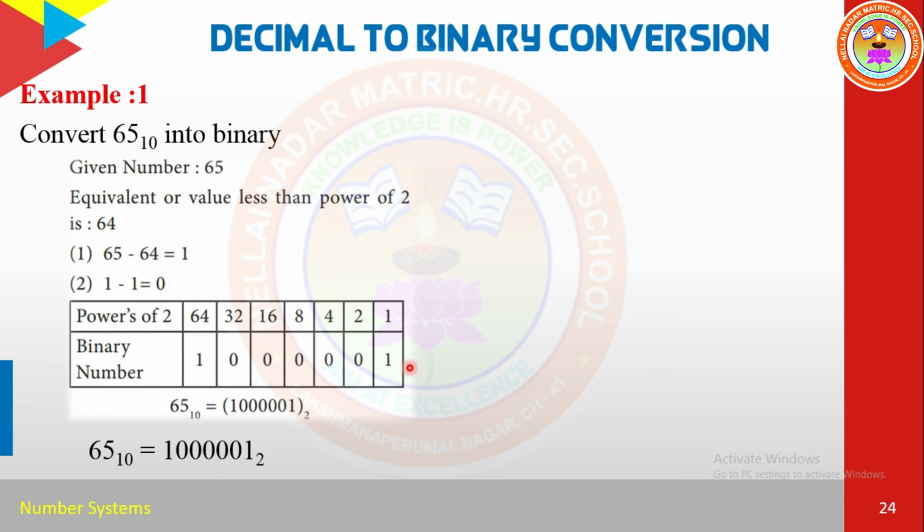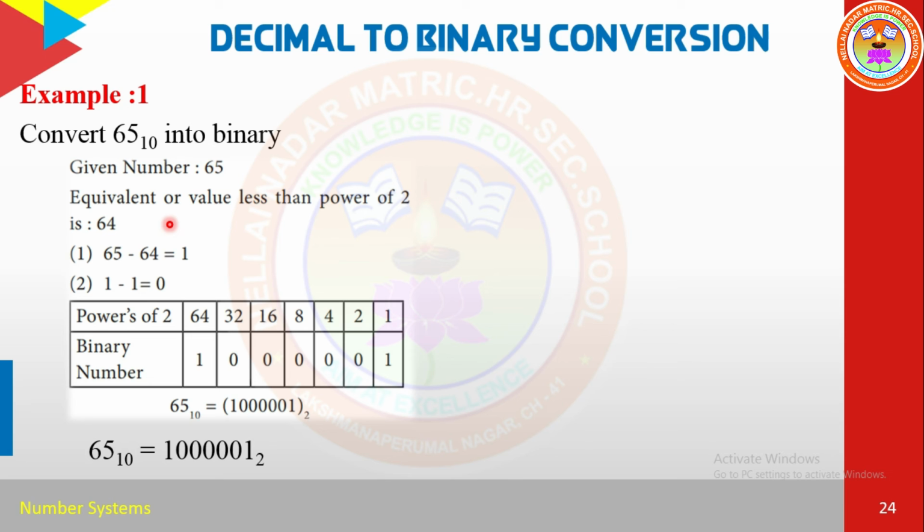This example we have discussed previously. In this example, convert the number 65 into binary. The first step, the given number is 65. The second step, find the equivalent or lesser power of 2, which is 64. That means the value should be equal to or less than the power of 2. Compare with the main number, 65. Which power of 2 is less than it? That is 64, the largest positional weight in the given number.